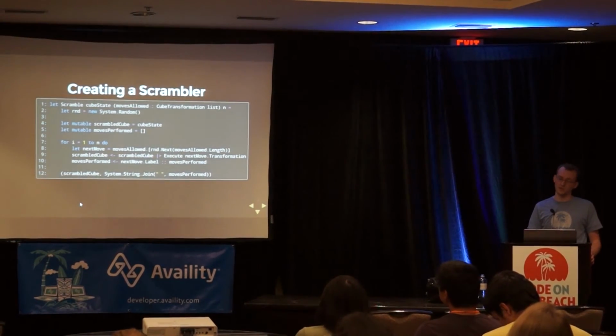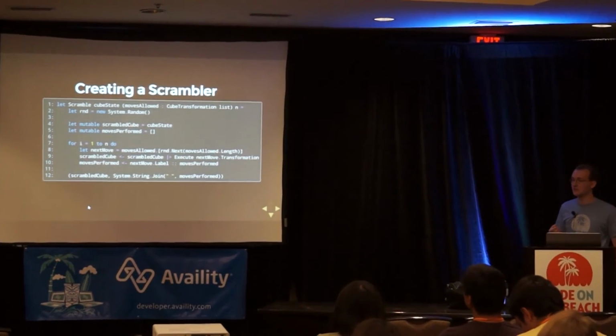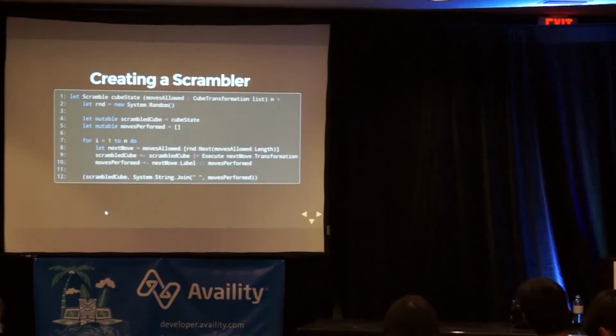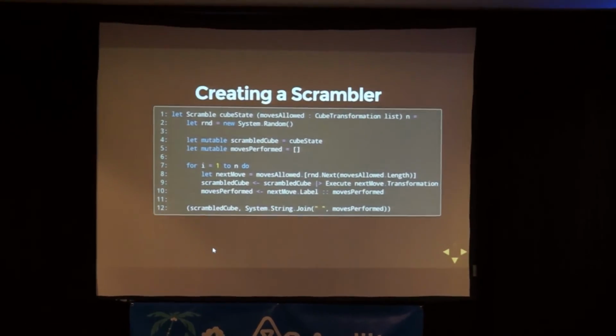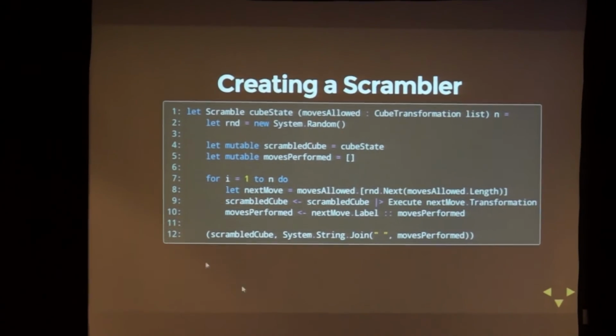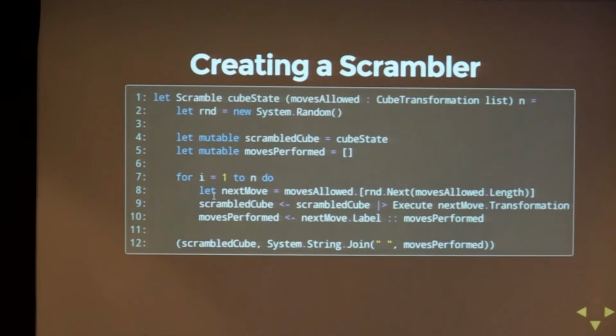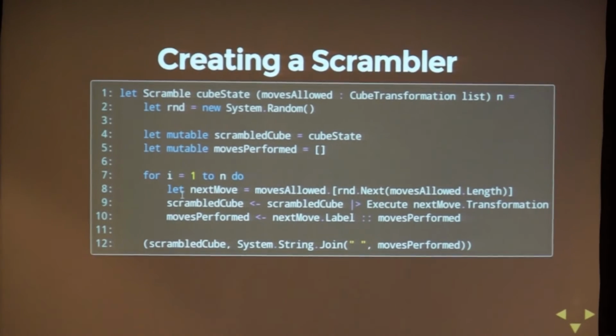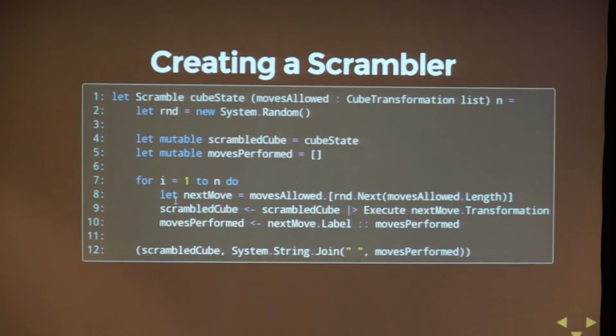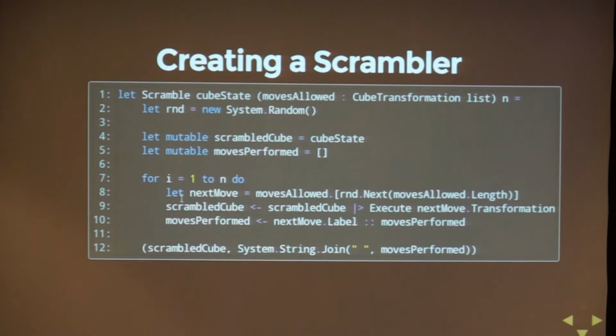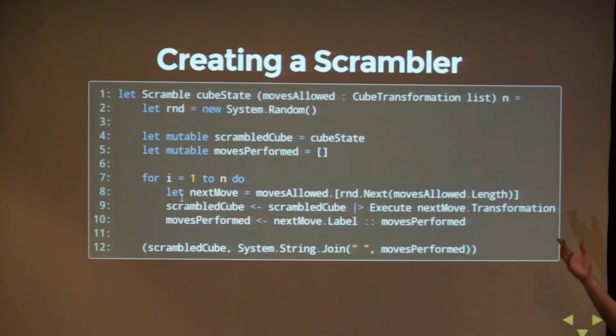So the next step is to create a scrambler. This is a really bad scrambler. It's actually incorrect according to the standards of the people that make Rubik's Cube scramblers for official competitions. But for this session, it's fine. Basically, I'm going to take in a cube state, probably a solved cube that I'm going to scramble, and I'm going to pass in a list of moves that I'm going to allow to scramble it. And from that, I'm going to create a randomizer. I'm going to create a scrambled cube. And again, this is going to be mutable rather than all the other bindings which have been immutable. And I'm going to store the number of moves performed. And basically, from 1 to probably 25 moves deep, I'm going to scramble the cube.